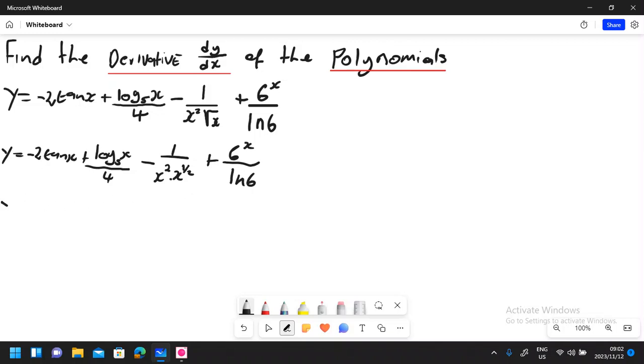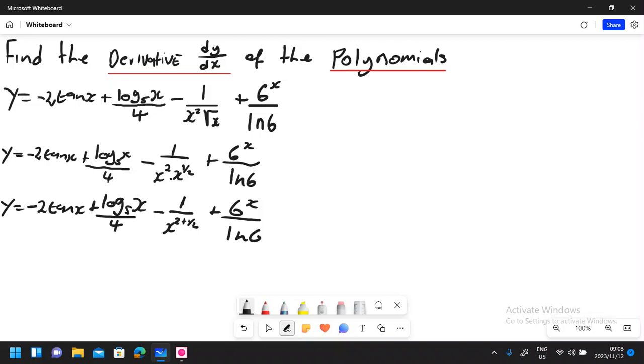We continue. I know this can take long, but it's very important for us to do this. The second step, we continue with this one. This one we don't mess with it, x. All right, so we say minus. Now we have the following here. We know that if the bases are the same, what happens to the exponents? The answer is going to be 2 plus half. All right, so this is going to be plus 6 to the power x over natural log 6.